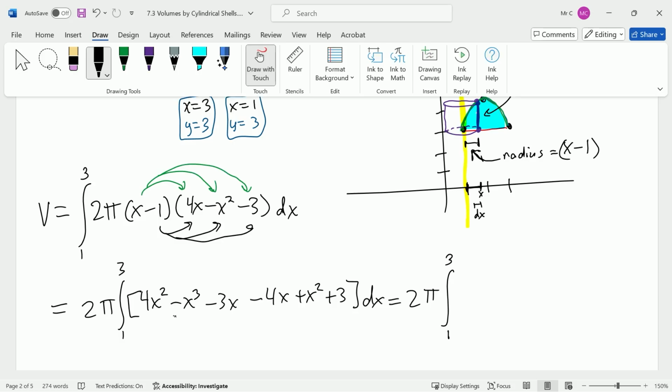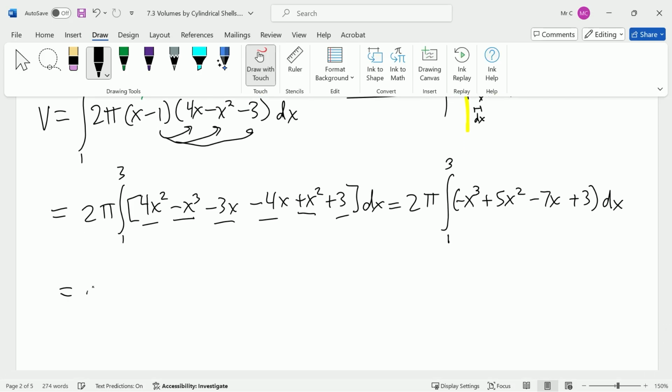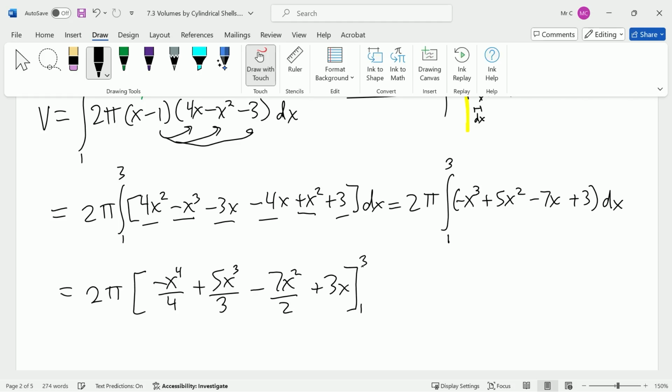Okay, so our highest power term is x cubed, and we just have the negative x cubed term. And then we've got 4x squared plus x squared. So that's plus 5x squared. Then we've got negative 3x minus 4x. That's negative 7x. And finally, we've got a plus 3. So now we integrate. That's 2 pi times negative x to the 4th over 4 plus 5x cubed over 3 minus 7x squared over 2 plus 3x evaluated from 1 to 3.